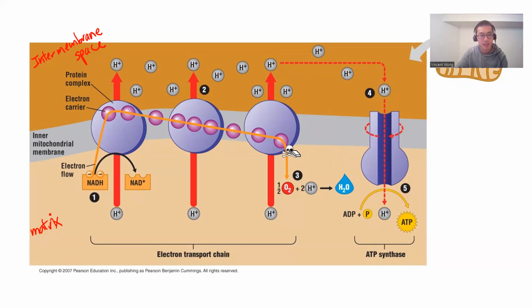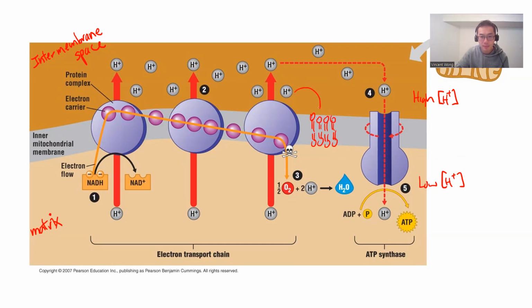It's going to get passed down. And as it's being transported down, we pump the H plus, right? From the matrix to the intermembrane space. And that creates a high H plus concentration here and a low H plus concentration. The H plus wants to come back in, but the inner membrane will block the H plus because it's a phospholipid bilayer, right? This inner membrane is phospholipid bilayer.